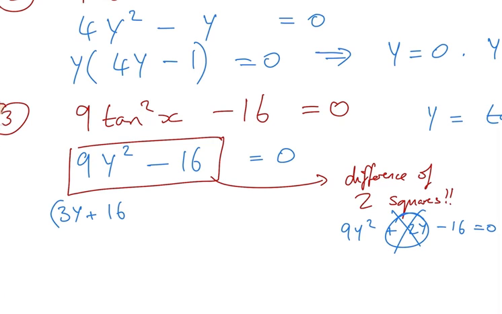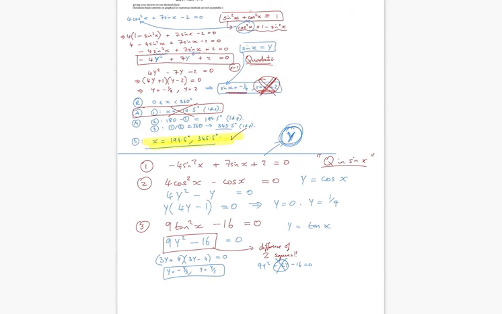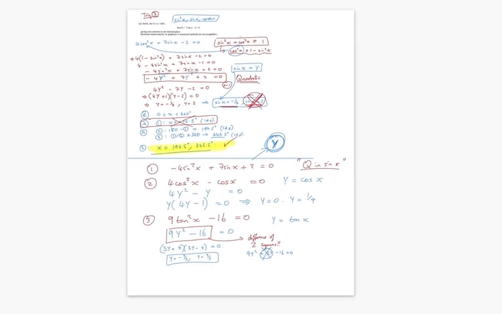This becomes, sorry, not plus 16, 3y plus 4 and 3y minus 4 equals 0. And so we have our solutions of y equals minus 4 over 3 and y equals 4 over 3. Okay, those are our solutions. So just bear in mind those 3 different types of quadratics that will arise and that you need to be comfortable with solving.